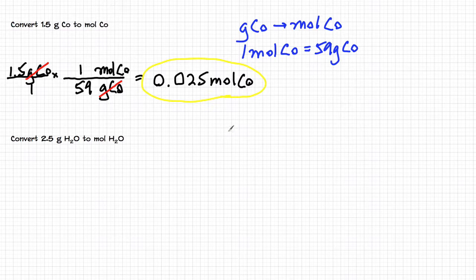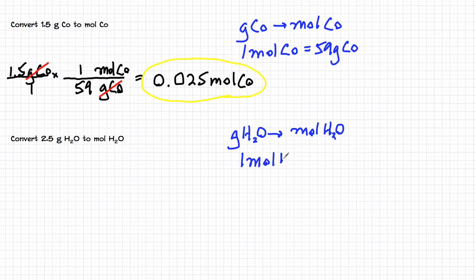Okay, for our second problem, we're going from grams of water to moles of water. And for every 1 mole of water, we're going to get a total of 18 grams of water. Now, this is the molecular mass of water, and I've added up all the atomic masses of all the atoms in water to equal 18 grams.